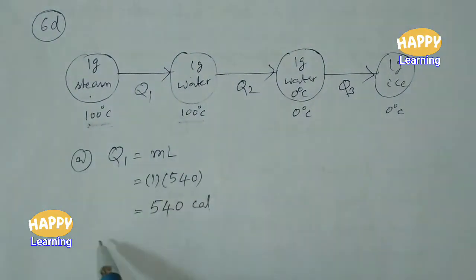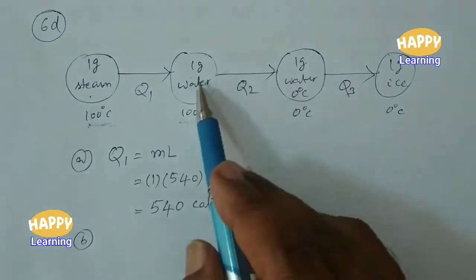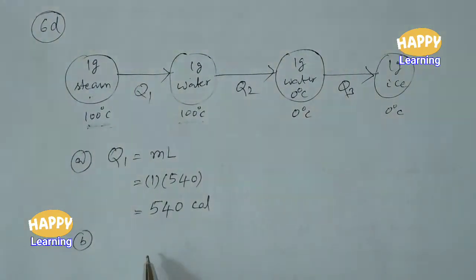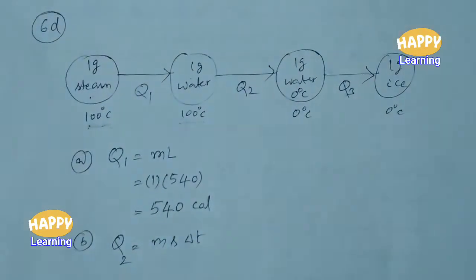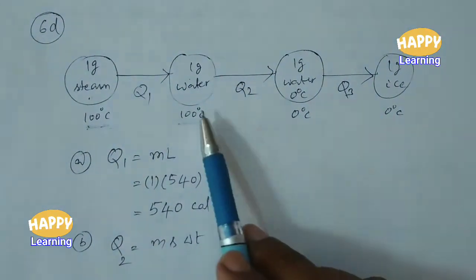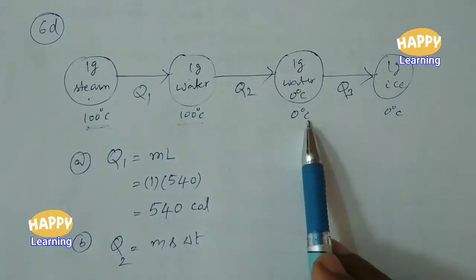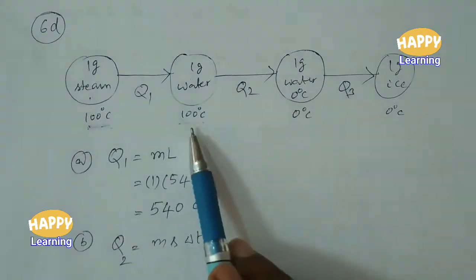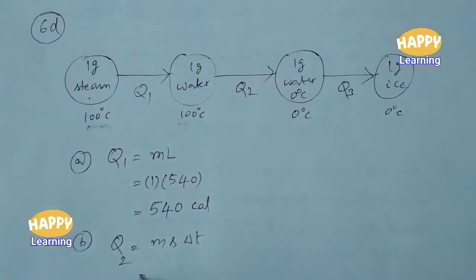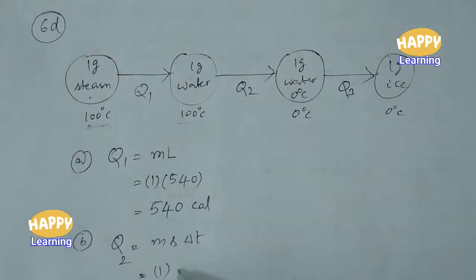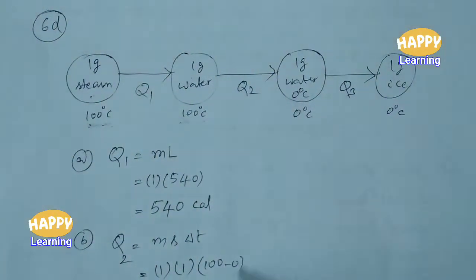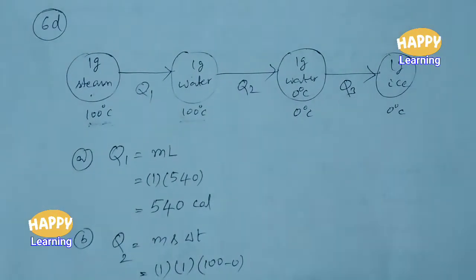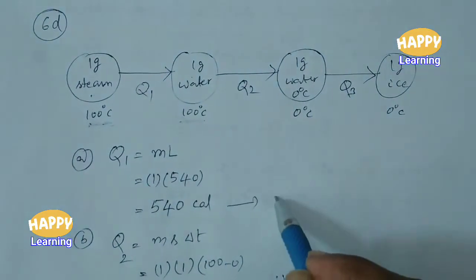And for the second case, 1 gram water is converted into 1 gram of water at 0 degrees Celsius. Q equal to m s delta T. This is named as Q2. As there is temperature change 100 to 0, water remains water, but temperature is changed. So m value is 1. You know, specific heat of water is 1. Temperature change is 100 to 0. Therefore, 100 minus 0. This is equal to 100 calories. This is second answer. This is first answer.